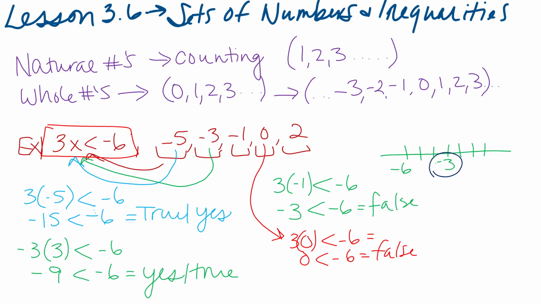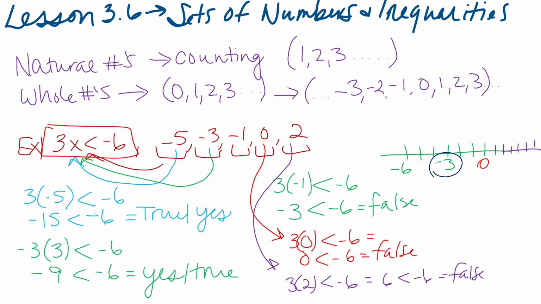Here's my 0. Negative 6 is less than my 0 up here. So that is a false statement. The last thing I'm going to do is use my 2, and I'm going to say 3 times 2 is less than negative 6. And this also is going to be false because 6 is not less than negative 6. On my number line, 1, 2, 3, 4, 5, 6. This 6 is not less than negative 6. So my answer is false.